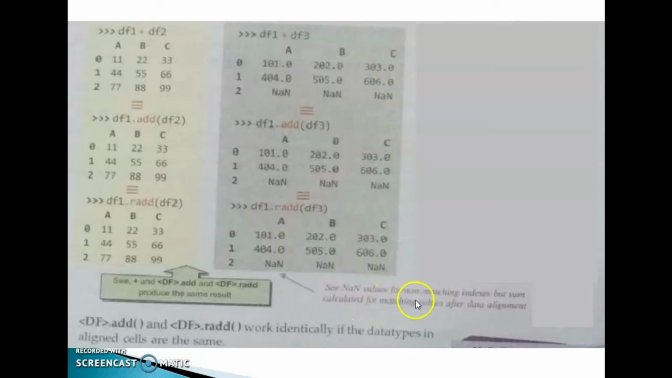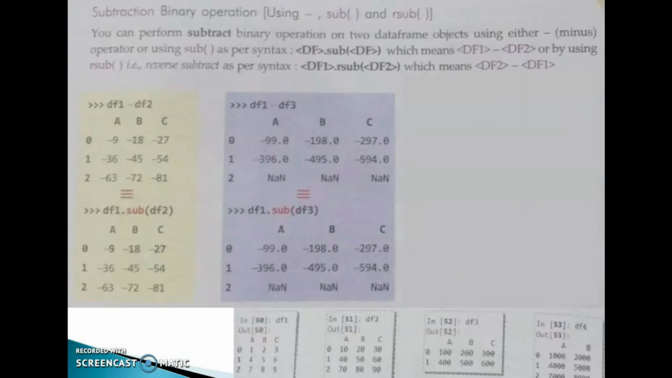See NaN values for non-matching indexes, but some values calculated for matching values after data alignment. df.add function and df.radd work identically if the data types in aligned cells are the same. Okay. Then next one, subtraction binary operation by using this minus, sub and rsub.